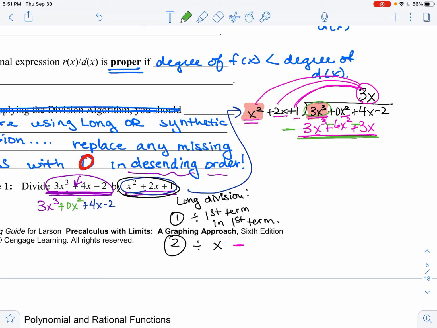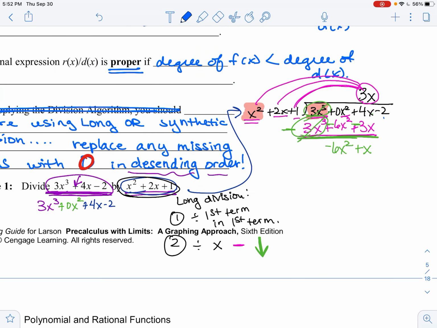So we've got 3x to the third minus 3x to the third. Those will cancel. That's our goal. If your first term doesn't cancel, you've done it wrong. 0 minus 6x squared gives me a negative 6x squared. And 4x plus a negative 3x is plus 1x. And then the last thing is we're going to bring down the term.